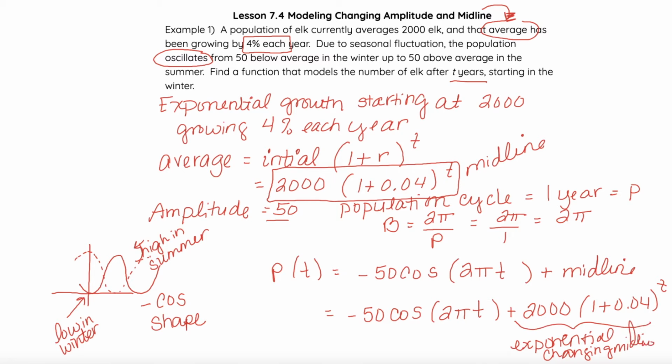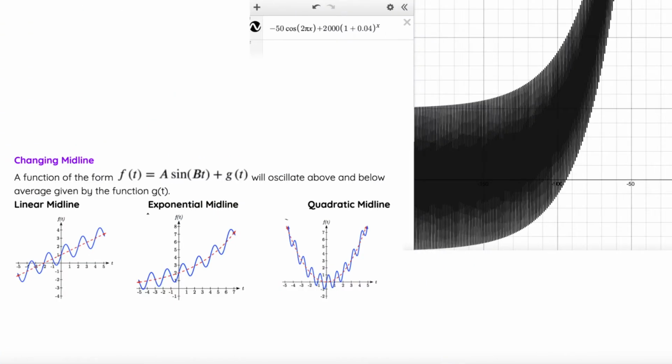Let's see what this might look like if we graphed it. On the next slide, I actually have the graph of this utilizing Desmos to help us. Notice that the average here, in between our ups and downs, is exponentially growing. We can have a variety of different types of midlines.